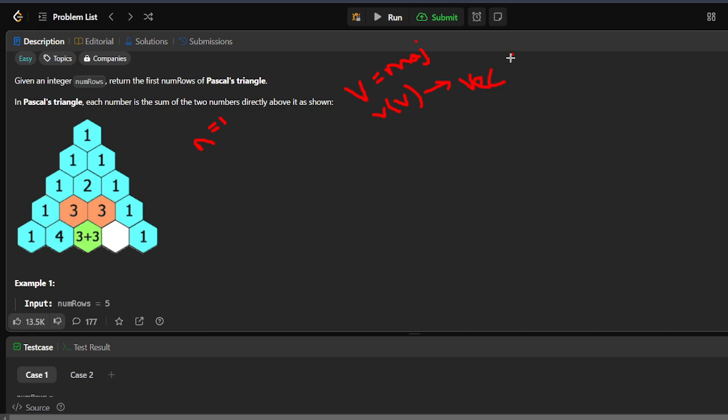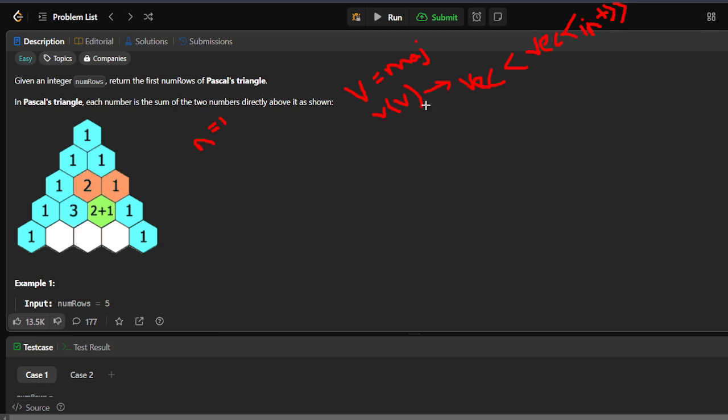This is simply a 2D vector declaration. I hope you understand what a 2D vector declaration is. If you don't know how to declare a 2D vector, please go and learn online how we write the 2D vector and how we use it.